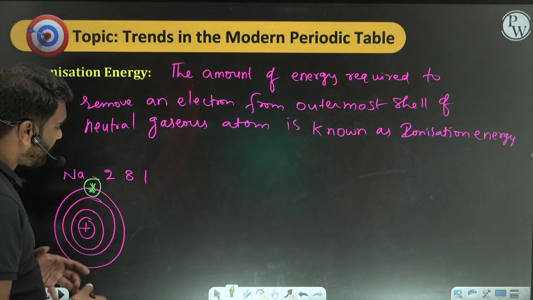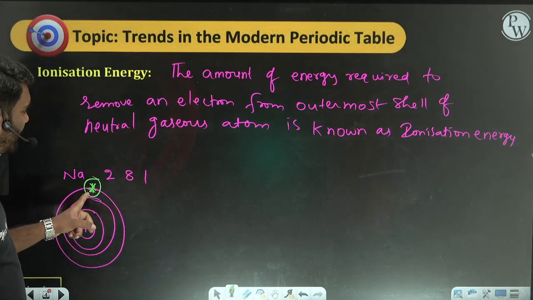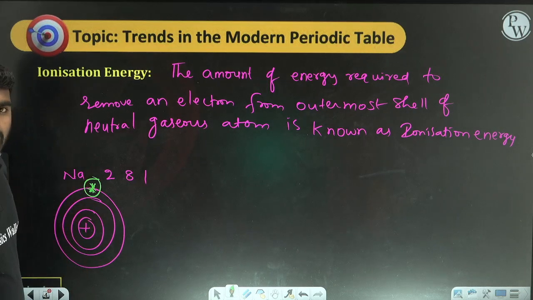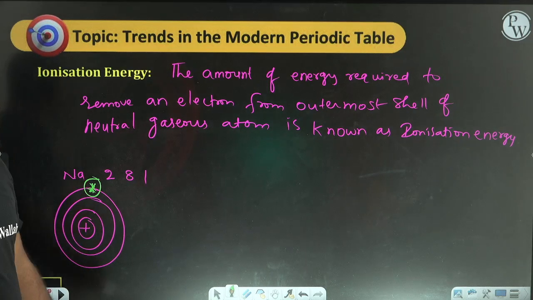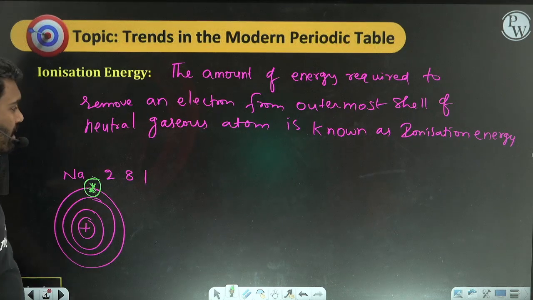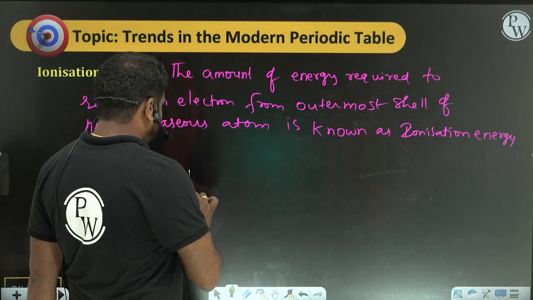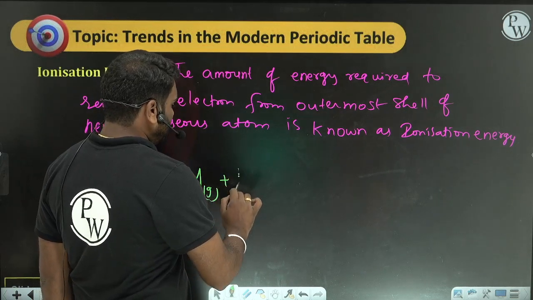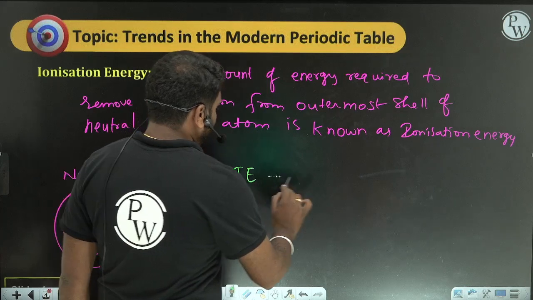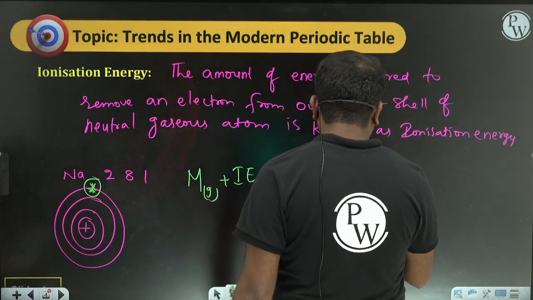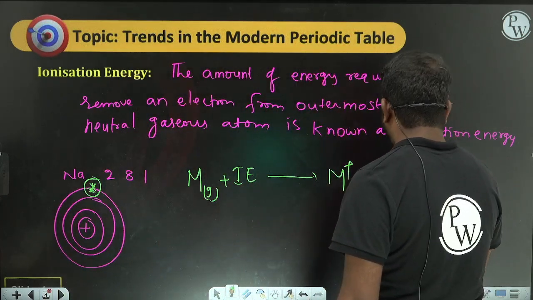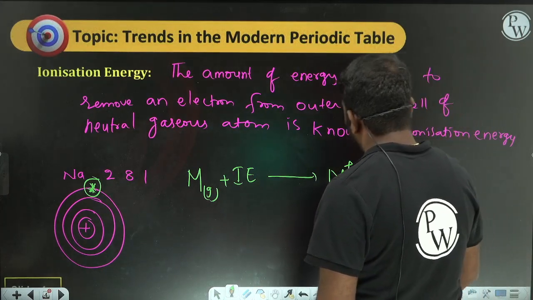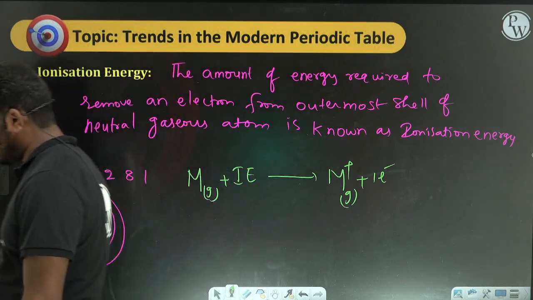So the amount of energy required to remove this electron from the sodium atom, that is outermost shell, okay, from the sodium atom. So that energy is what beta? Ionization energy. So for example, a neutral gaseous atom, like M is a neutral gaseous atom. So what is here ionization energy? So what will it form beta? It will form M plus, okay, and one electron is lost. That is said to be ionization energy.